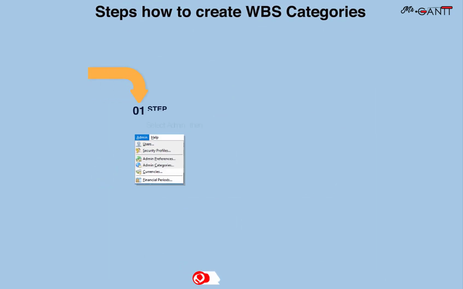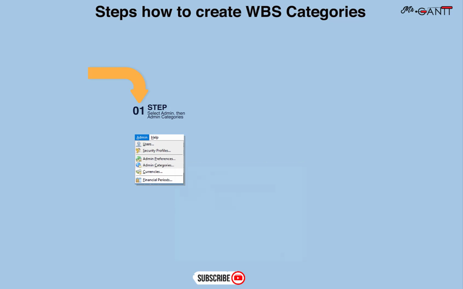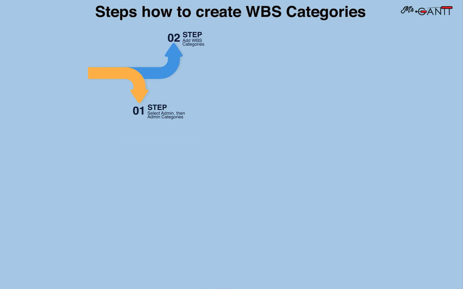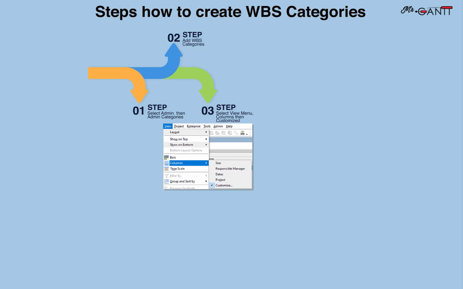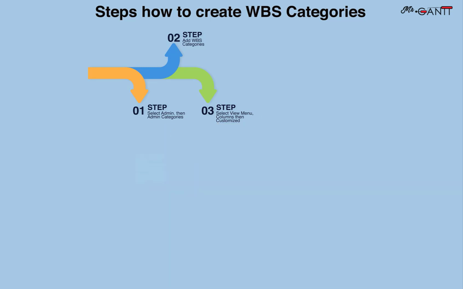Here are the steps on how to create WBS category. Step 1. Select admin, then admin categories. Step 2. Add WBS categories. Step 3. Select View menu, columns, then Customize.